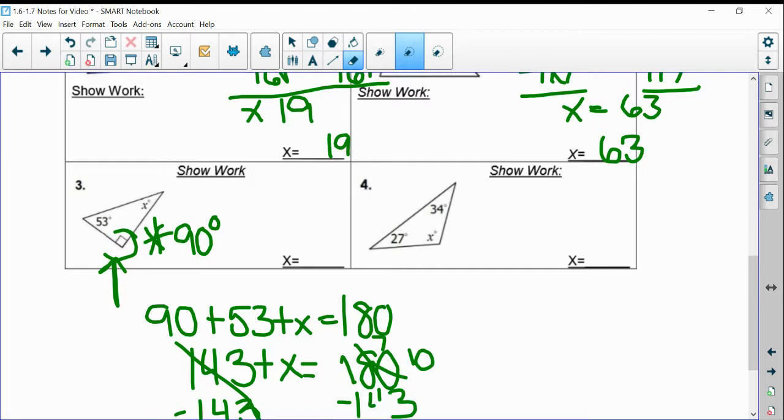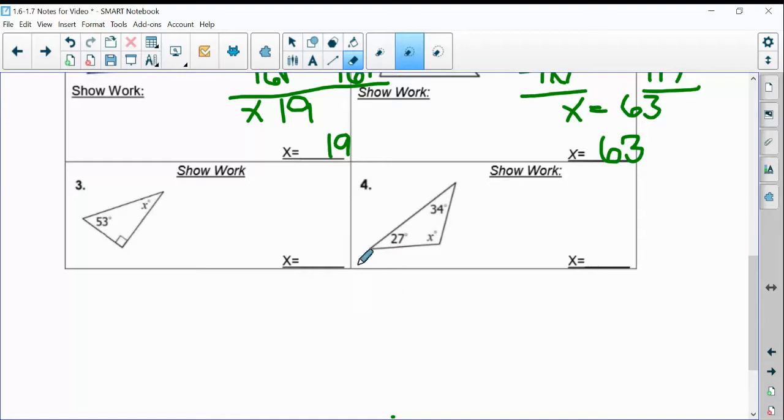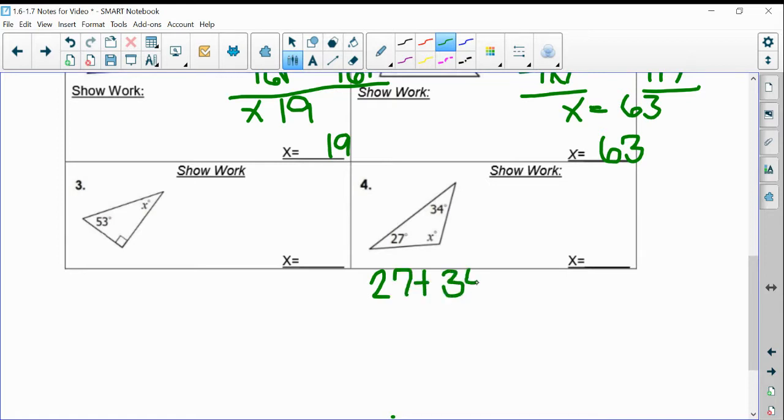All right, so I'm going to go ahead and erase this and get this out of our way, and then we can get started. So you should have said that 27 plus 34 plus x equals 180, because the sum of all 3 angles equals 180. So 61 plus x.